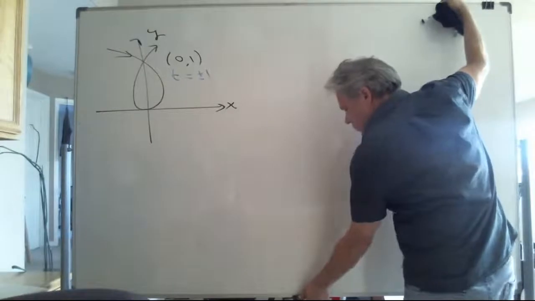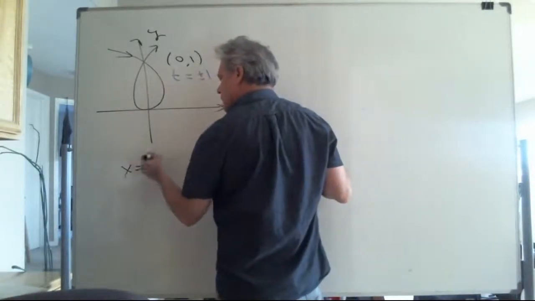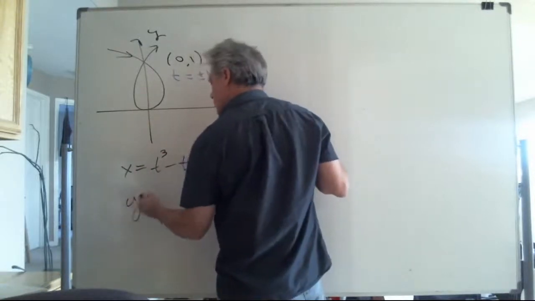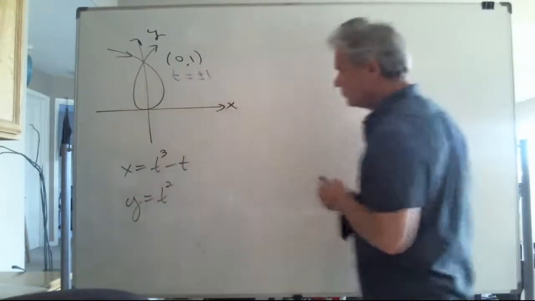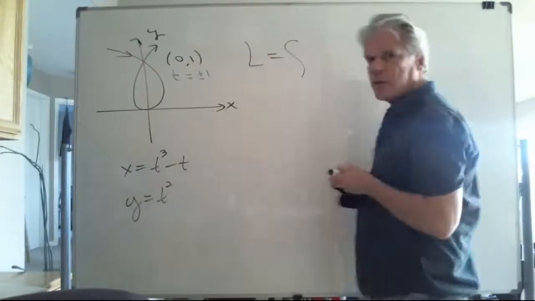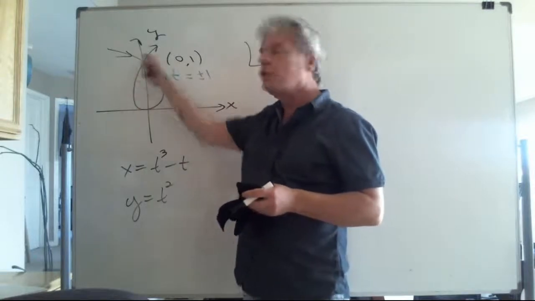Going back, oh shoot, I forgot how we described the curve. I think this is correct. So the arc length. Let's compute the length of the curve that creates that loop.